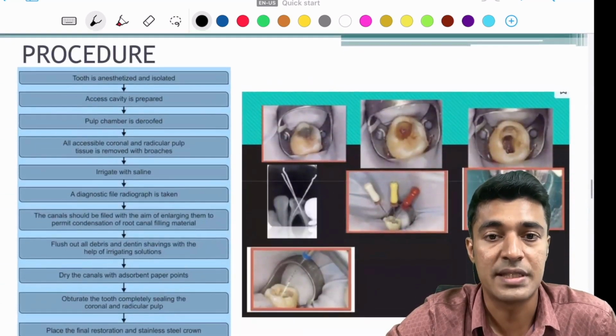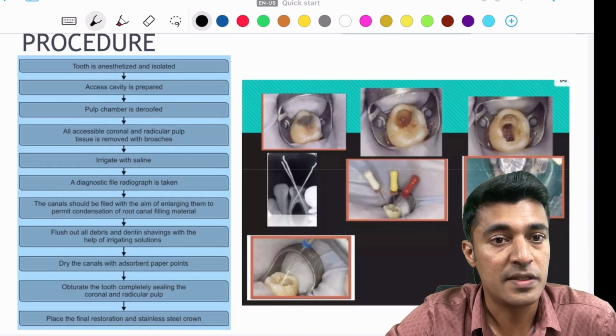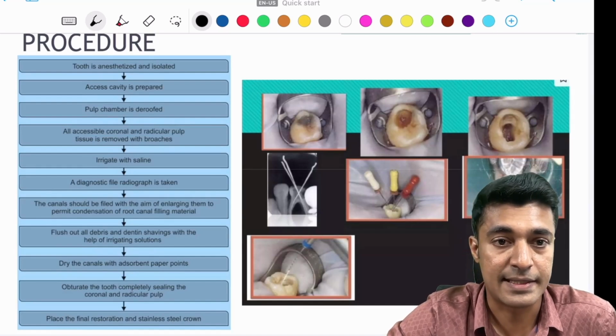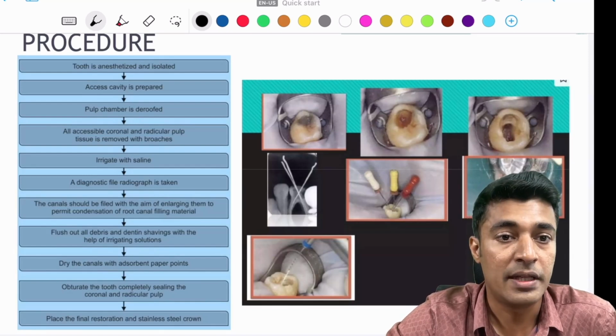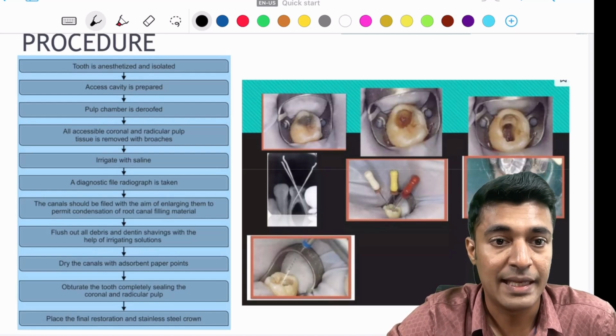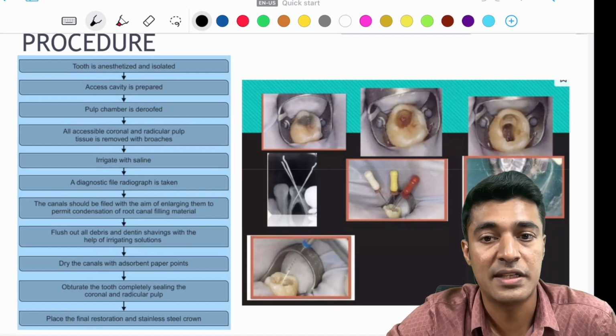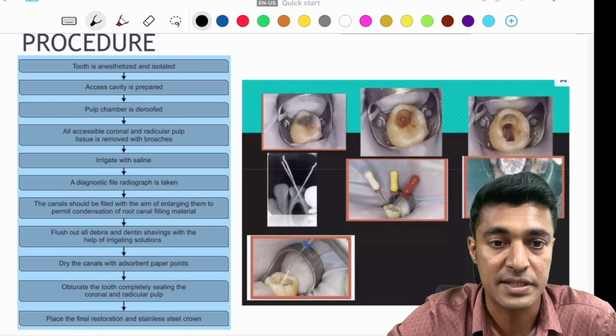So the procedure for single step pulpectomy. First, the tooth is isolated and anesthetized. Access cavity preparation is done. Then all the coronal and radicular pulp tissue is removed with broaches, irrigated with saline, and a diagnostic file radiograph or a working length radiograph is taken.